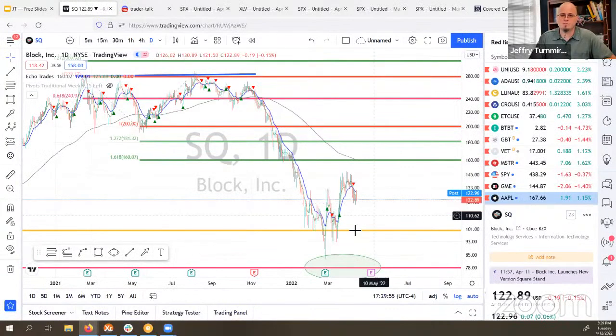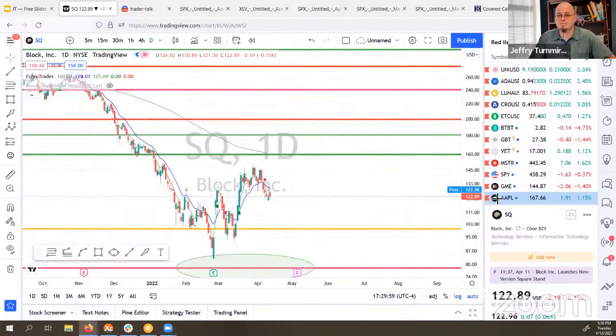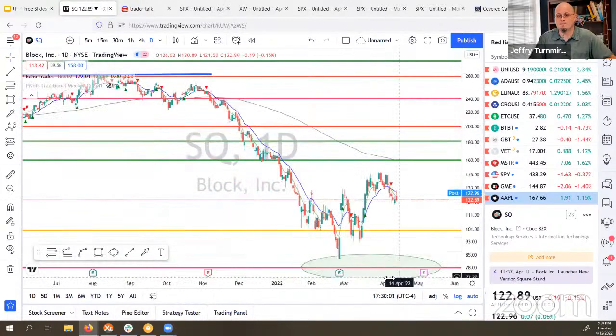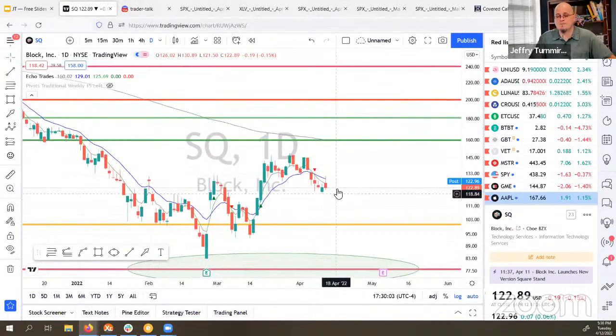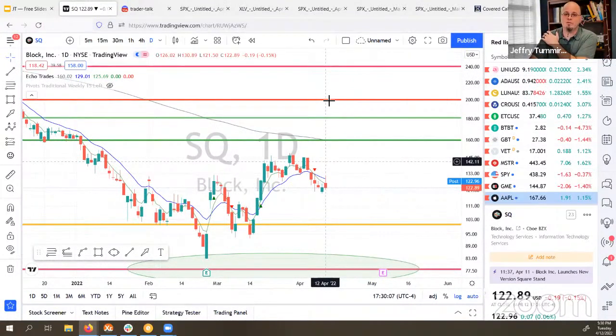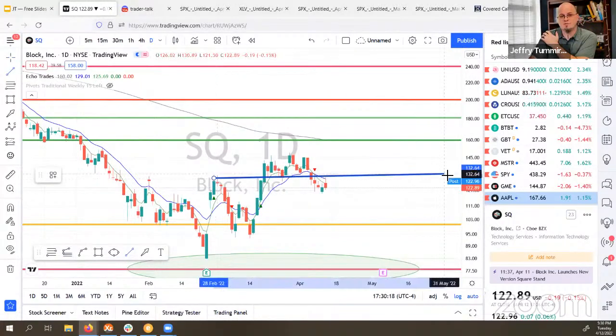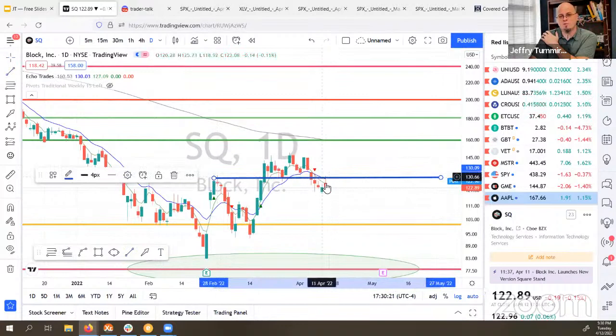All right, SQ. I was talking about this one on Crypto Power Plays. I guess Jack Dorsey has renamed Square to Block. It'll probably take me forever to quit calling it Square, especially with the ticker SQ. But at this point, we've got a support resistance flip line right here. We got below it, so now we're finding resistance coming back up through it.